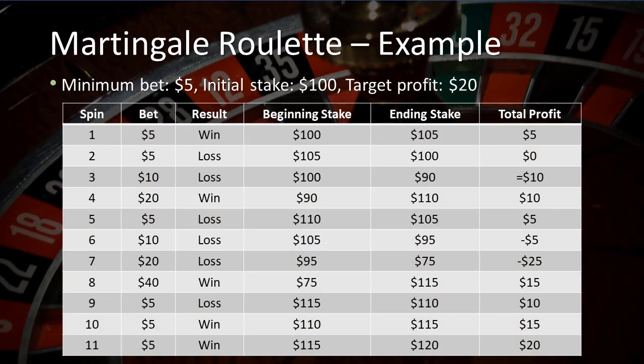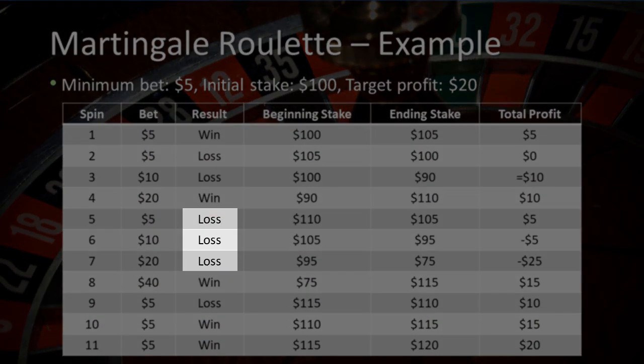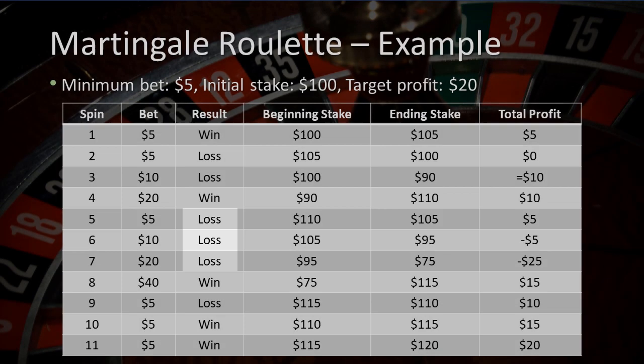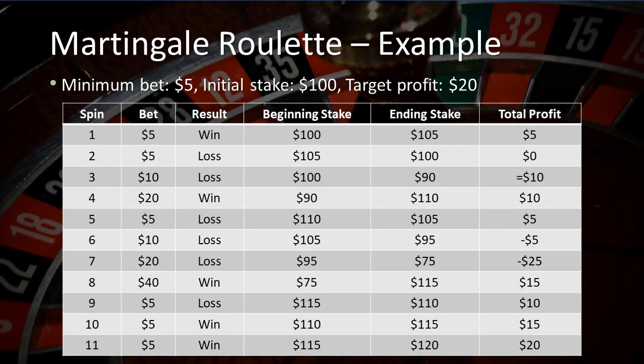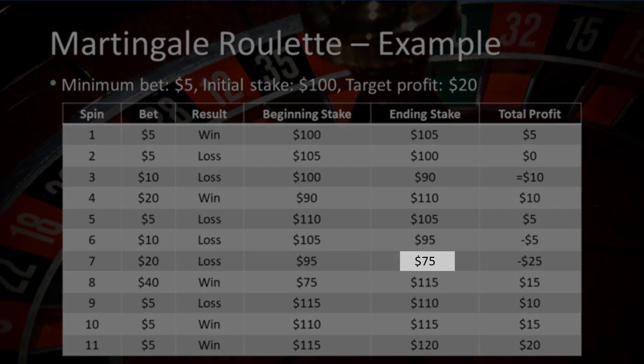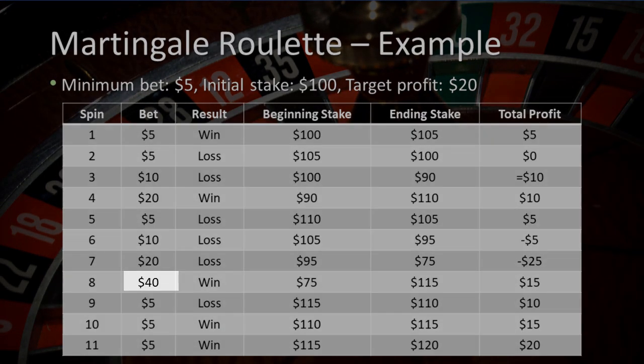In this example, from spins 5 to 7, the player lost 3 times in a row before finally winning again. But what would have happened if the player had lost 4 times in a row? Note that after spin number 7, the player has an available stake of $75, and that they need to place a bet of $40 on the next spin.